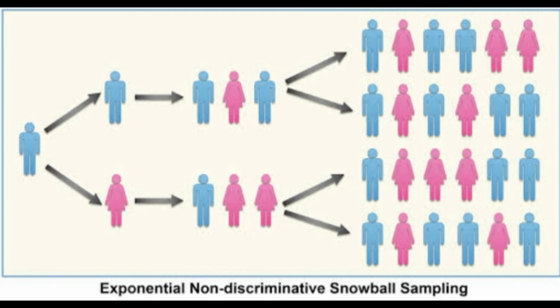Second is exponential non-discriminative snowball sampling. In this type, the first subject is recruited and then he or she provides multiple referrals. Each new referral then provides more referrals, and so on, until there are enough subjects for the sample.